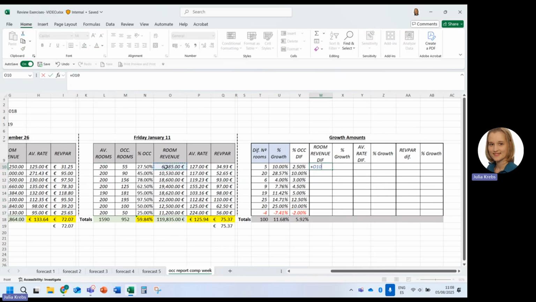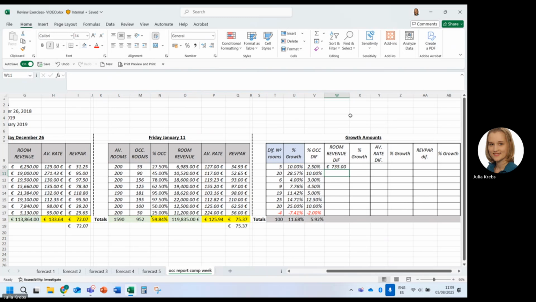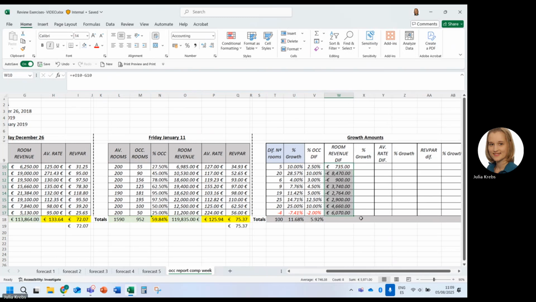So revenue growth, we again take our current revenue minus the previous week's revenue or the previous report's revenue date. And here again, we can just drag this down. And we can then do the same with the totals to do that. Okay, now we have here as well some negative numbers, because probably, and we will see this a little bit later, ADR has fluctuated, and on top of that, the level of sales.